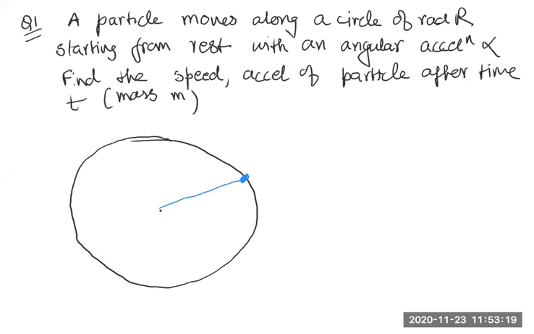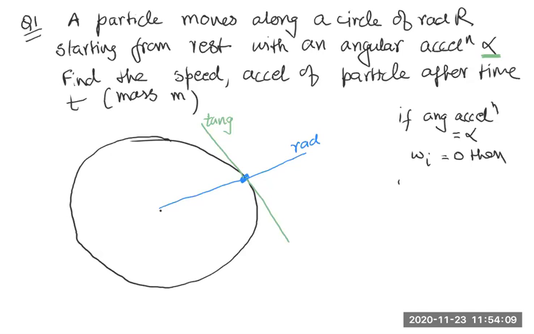So let's solve. I will put the particle here at some time t. This is the tangential and this is the radial axis. Third axis I cannot draw here, and I don't think I need it also. Tangential axis. Now, if the angular acceleration is alpha, and omega initial is equal to 0, then after time t, we will get omega is equal to alpha t.